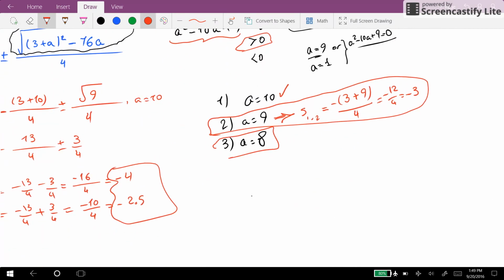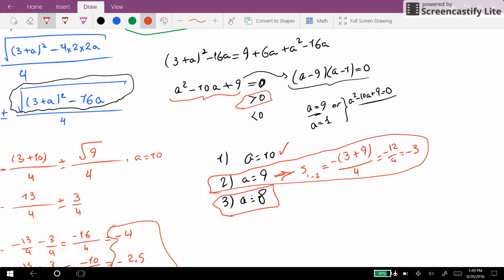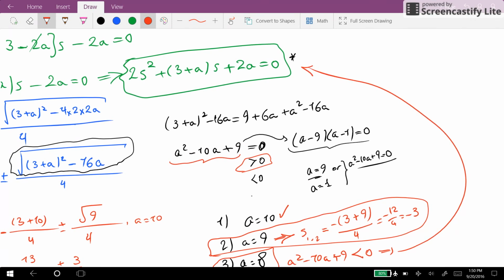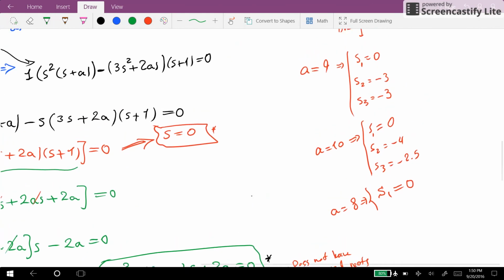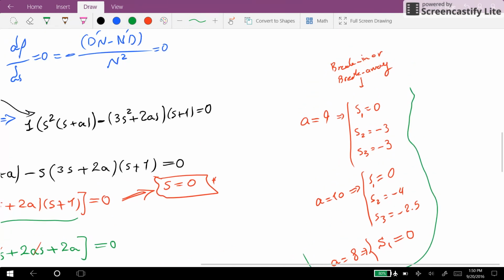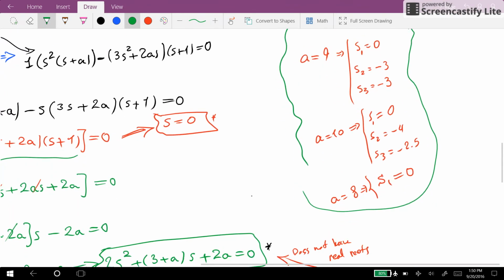And for a equal to 8, for the third case, having a² - 10a + 9, we will have a negative value here. So in this case, a² - 10a + 9 will be equal to 64 - 80 + 9, smaller than 0. Then we can say that this polynomial doesn't have real roots. And therefore, for a equal to 8, we have only one break-in or breakaway point, which is S1 equal to 0. So in other words, this is our initial conclusion about the break-in or breakaway points.